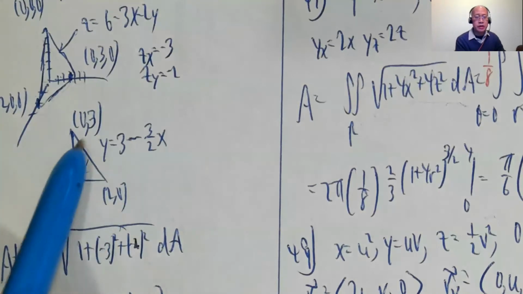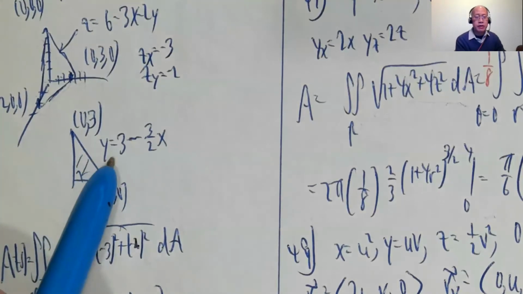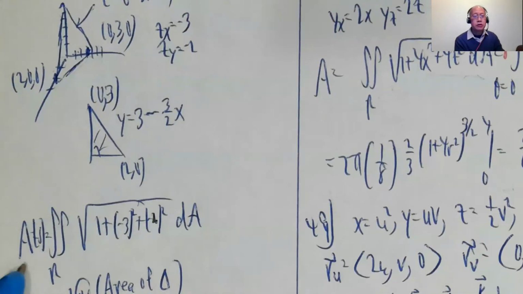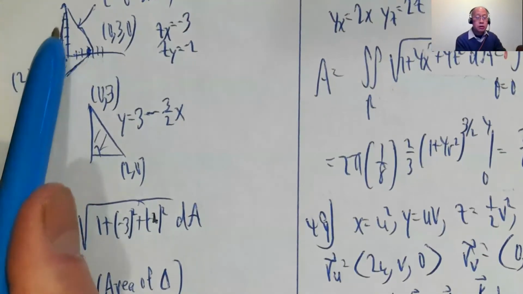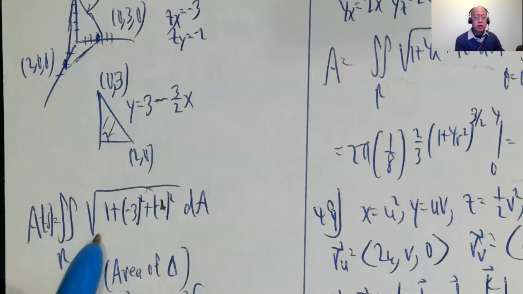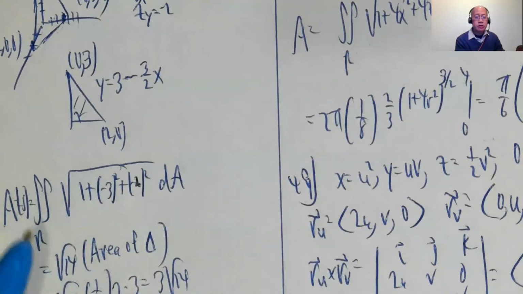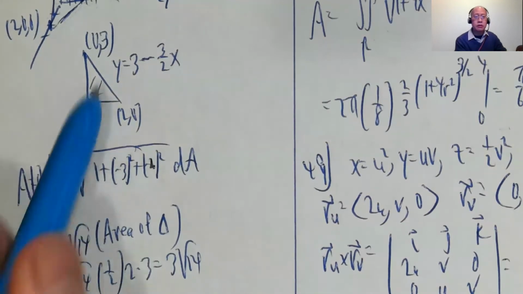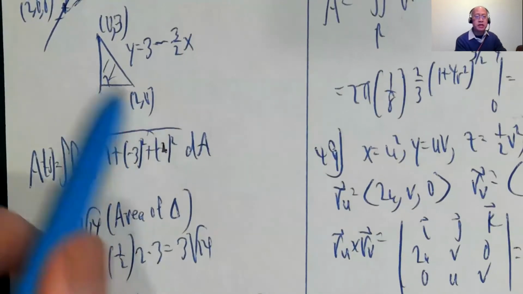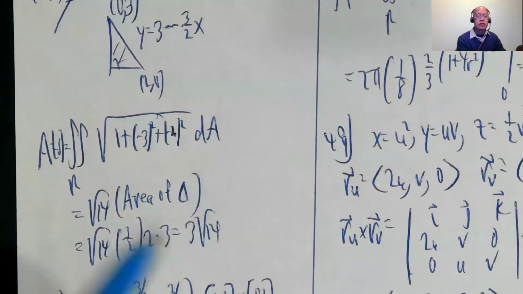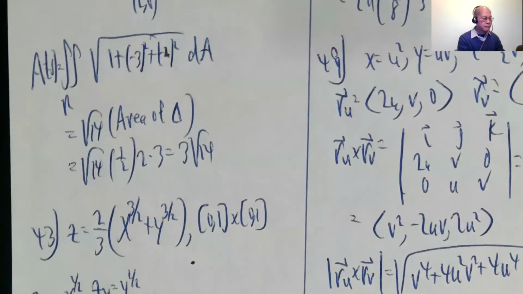y equals mx plus b. The slope is negative 3/2. So y is 3 minus 3/2 x. So the area of that surface triangle there is the square root of 1 plus z sub x squared plus z sub y squared dA, which is radical 14 times the area of the triangle. Area of this triangle is 1/2 base times height, 1/2 of 2 times 3, so 3 radical 14.